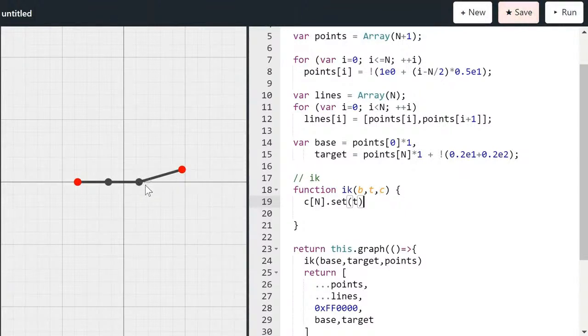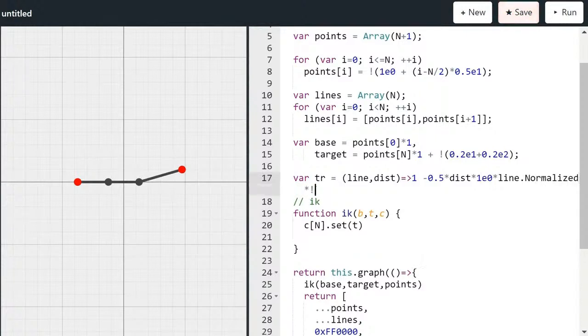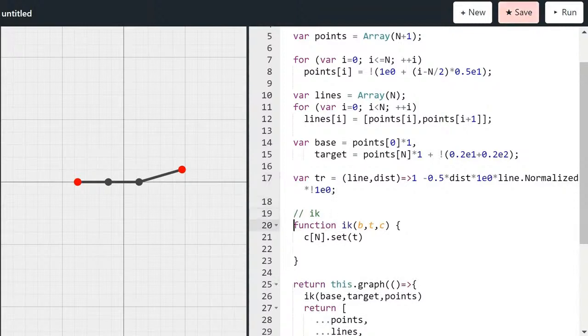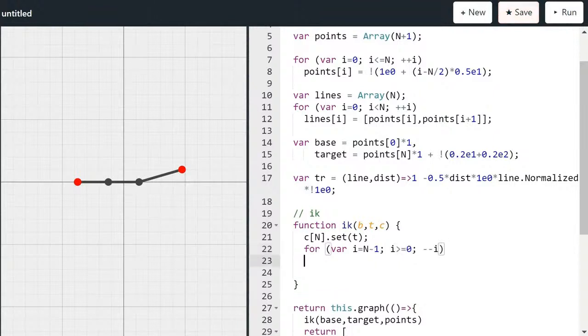And for that, we actually will need a function that translates a given distance over a line. So let's make that, line distance, and that would be 1 minus 0.5 times distance times 1 is 0 times line.normalized times the dual of 1 is 0. This is on the cheat sheet, that's just one of those formulas to know. So we now run over all the points, starting from n minus 1 down to the first point. And what we will do is set the point by taking the next point and moving it back with a translation over the line from the current point to the next point over a distance of minus 0.5.